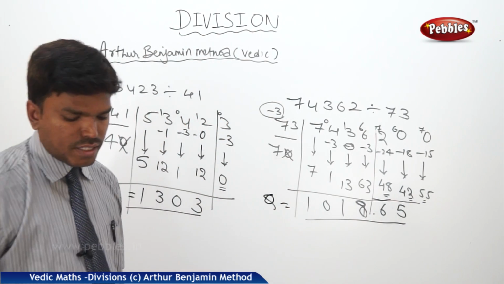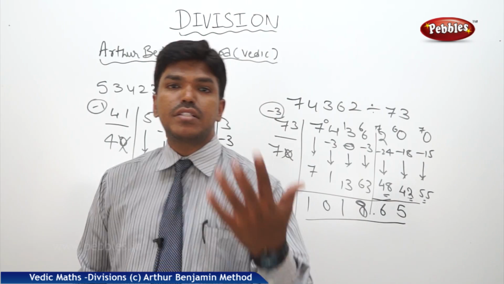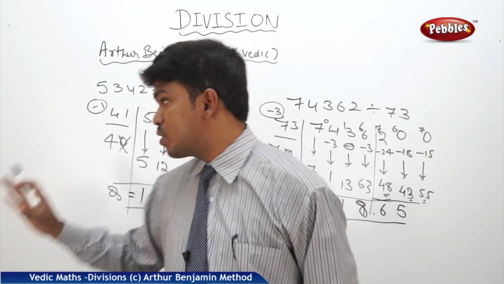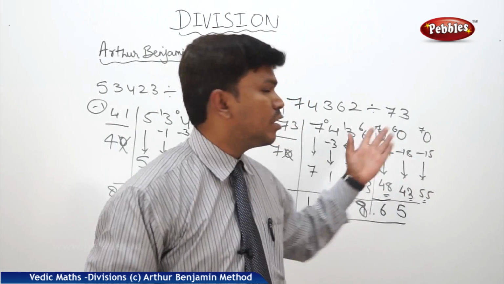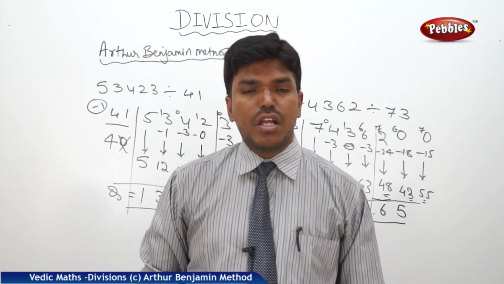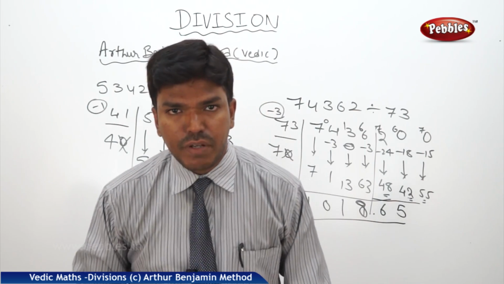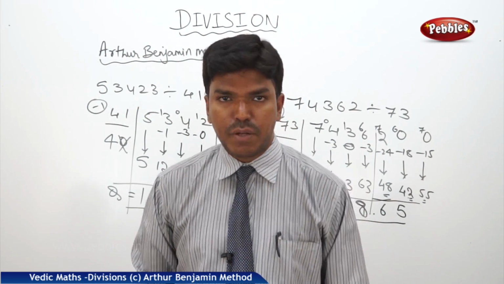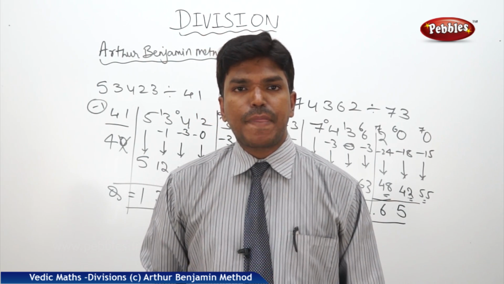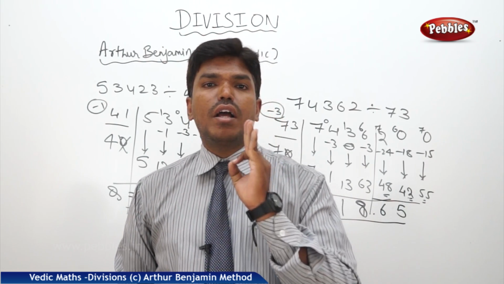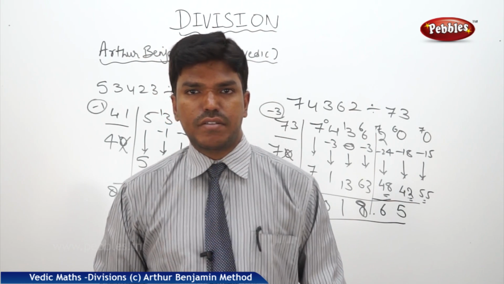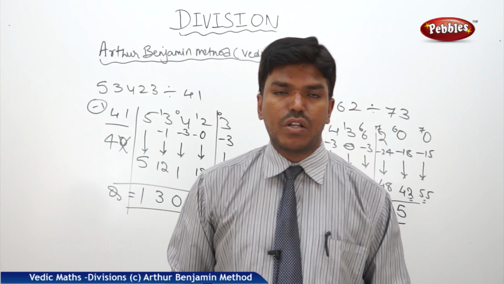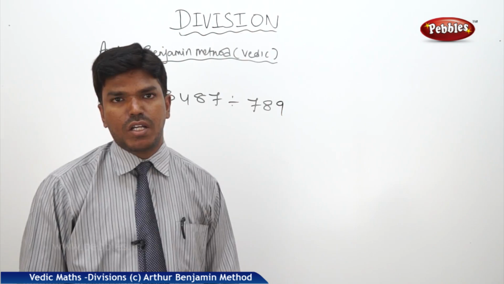Like this, you can divide even triple digits also. Let us see two more examples in triple digit. We have seen double digit by double digit, right? Now we will see the same Arthur Benjamin method for triple digit, but the condition for doing triple digit divisions is that you need to know tables until 100 so that you can easily do the division. Understand? Now let us see those problems.